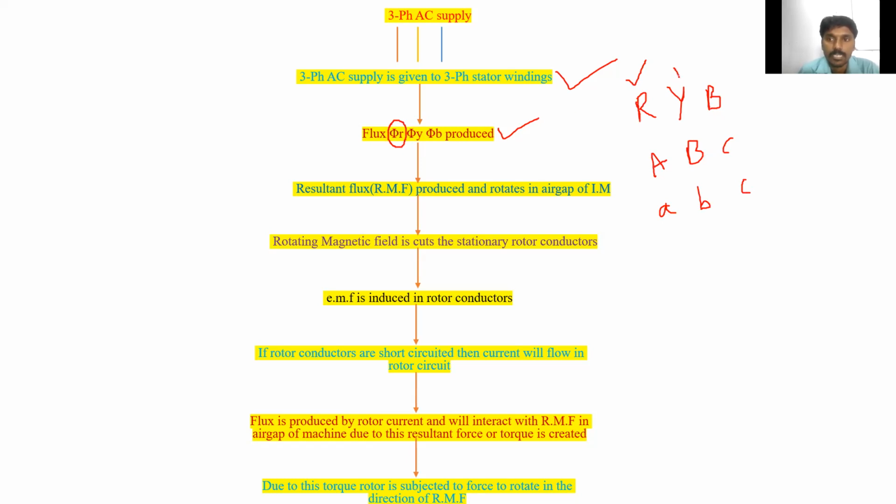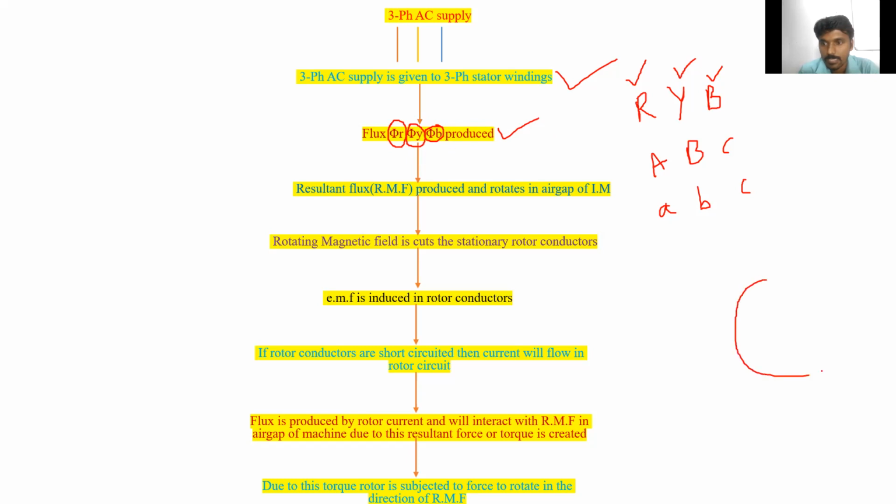In the same way, when the current is flowing through the Y phase, the flux is produced by that winding, that is called phi y. Like the same way, if the current is flowing through the B phase, the flux is produced by the B phase winding, that is represented by phi b. Is it clear? Up to this point is clear? Yes, sir. Next, what will happen?